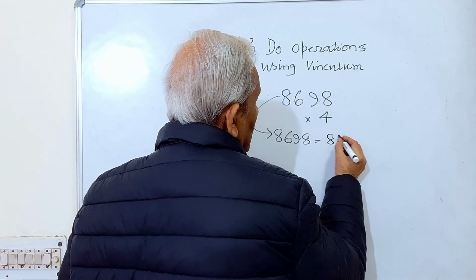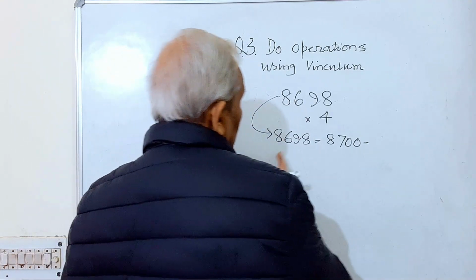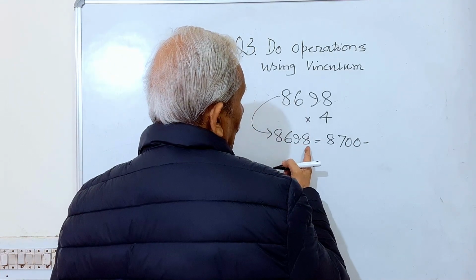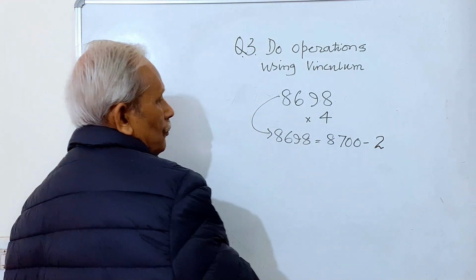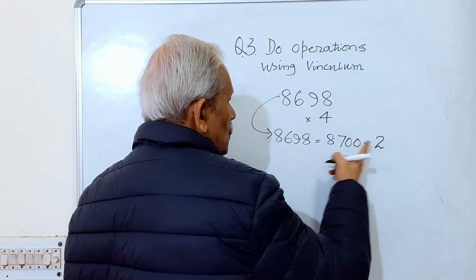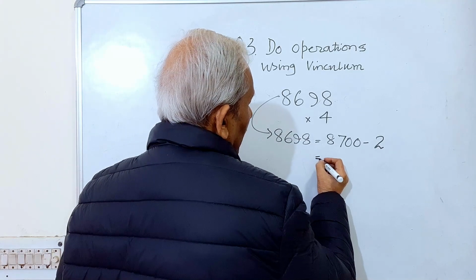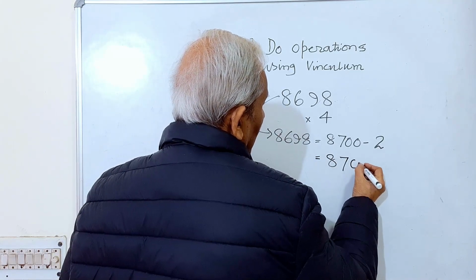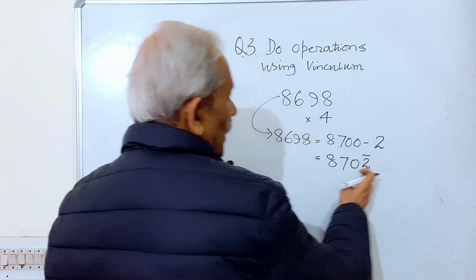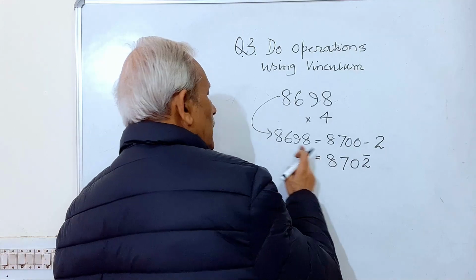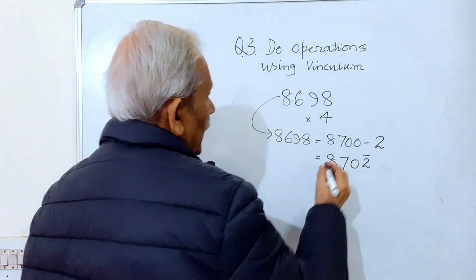We'll write it here 8700. This is 8700 minus 2. If you subtract 2 from 8700, it becomes 8698. So what we'll be doing? We'll write here 870 and 2 bar. That's all. This means 8700 minus 2, and 8700 minus 2 means 8698. Right? So this number has become 8702 bar into 4.